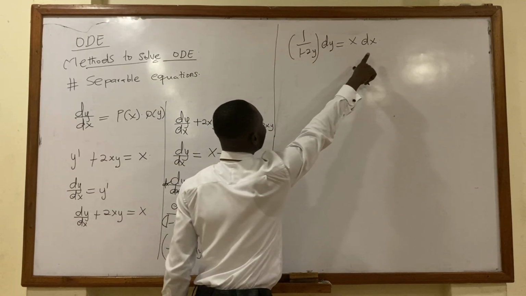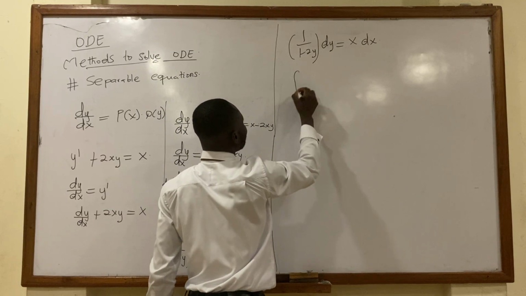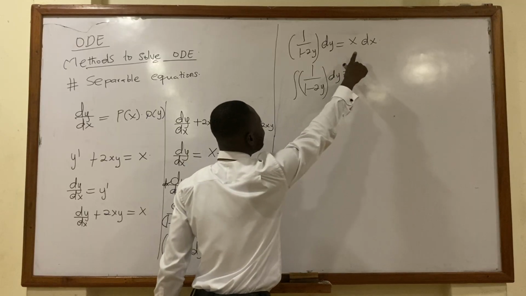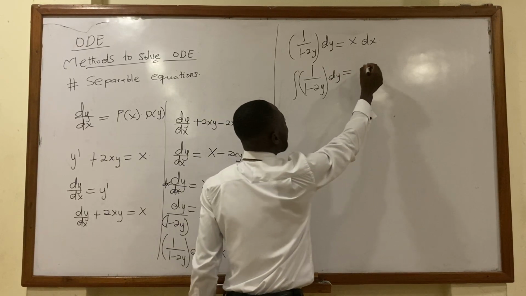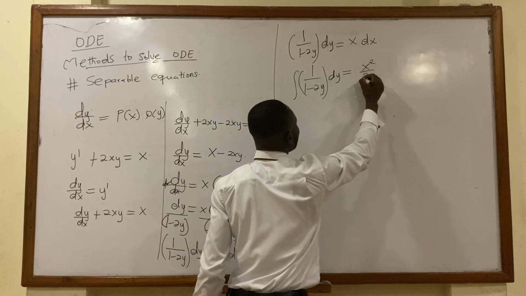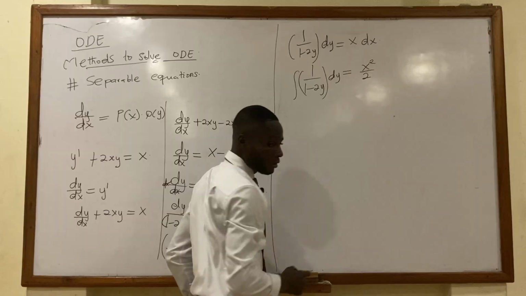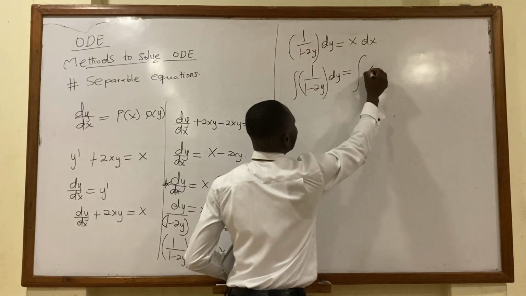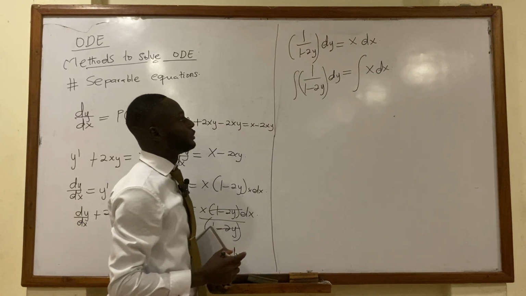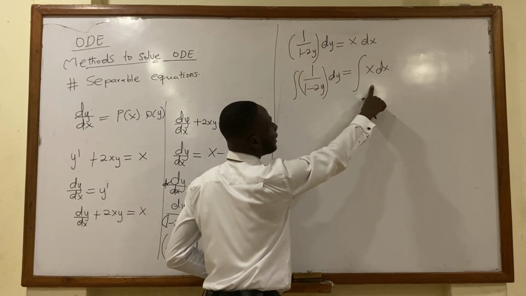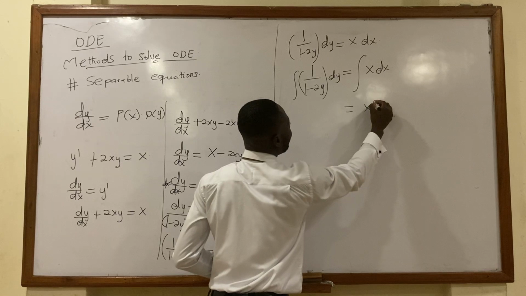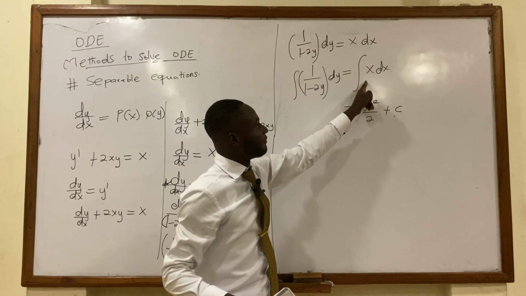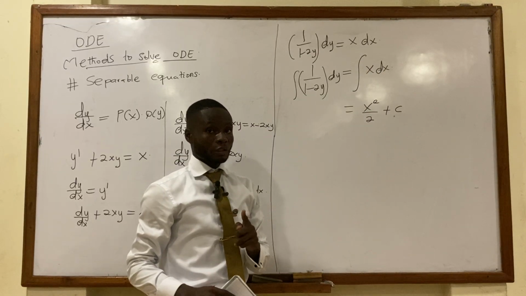So let's integrate the right side first. Bring the integration sign first before you do your integration. So integrating this right hand side, we have x squared over 2 plus c, right? Because we add 1 to the exponent and divide by the result. That is integration for you.